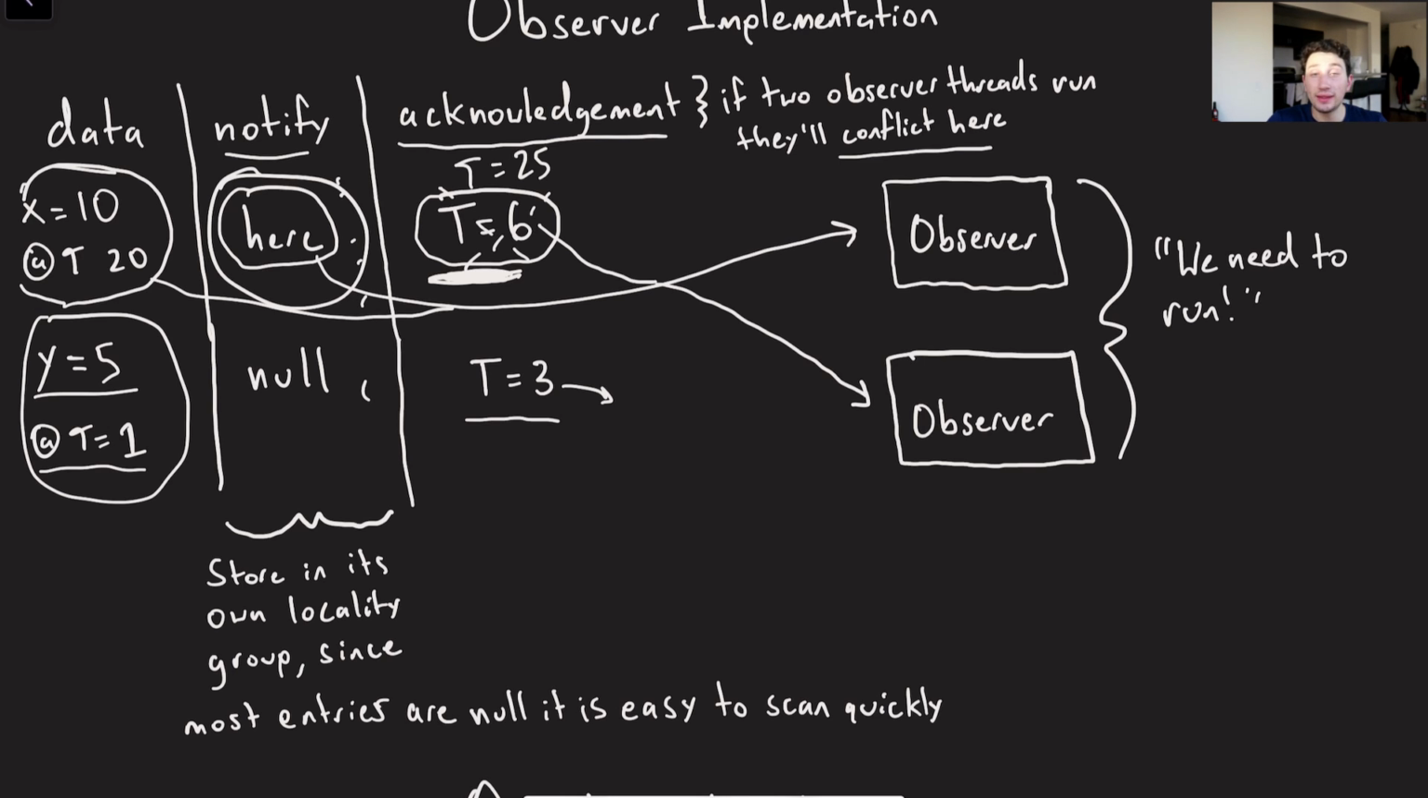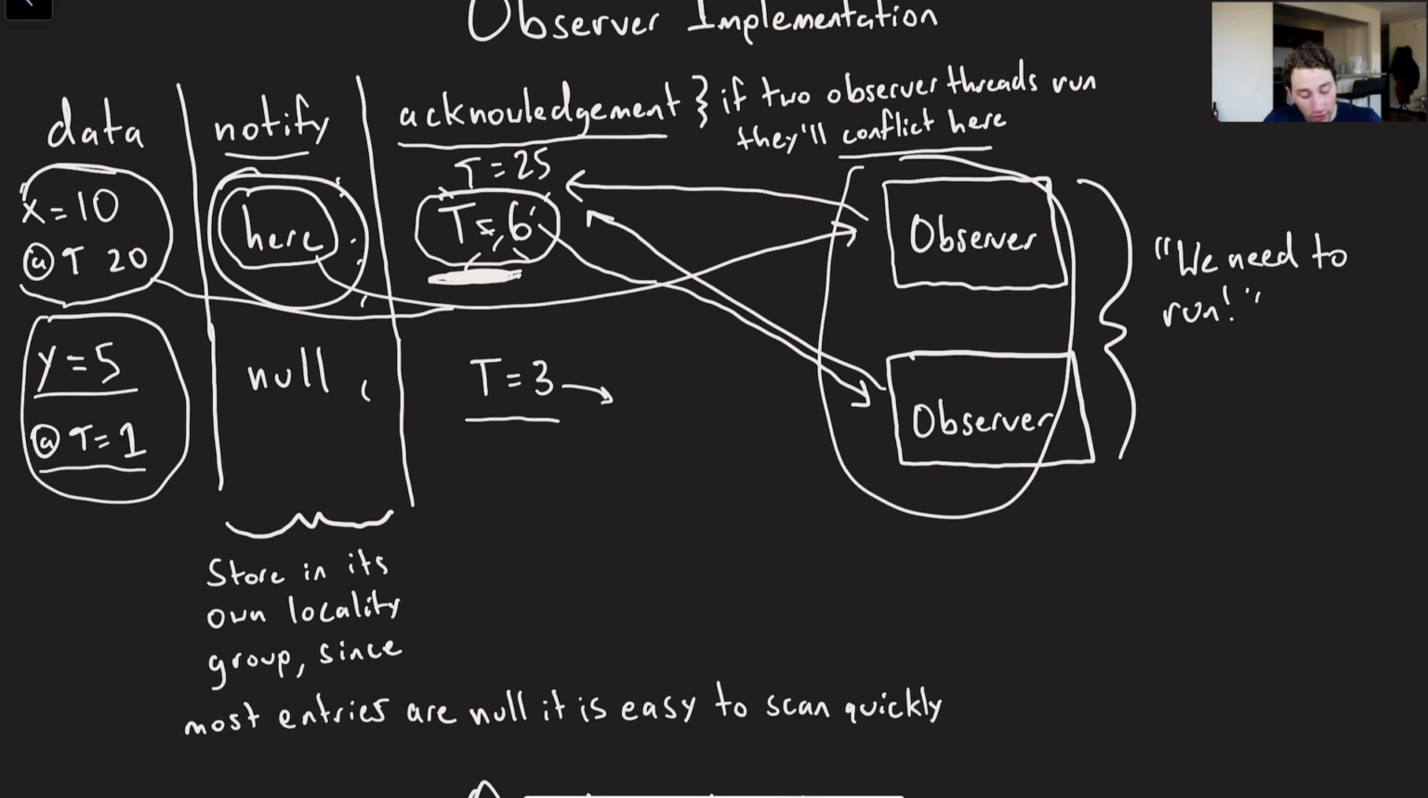So maybe 2 threads are scanning that notify column, and they both try and run observers. They're both going to eventually try and write back over here. Let's say they're running at t equals 25. They're both going to try and write back to the acknowledgement column because of the fact that you need locks in order to do so. One of them is going to conflict with the other, and only one of them is going to win. And as a result, only one of them is going to commit the data.